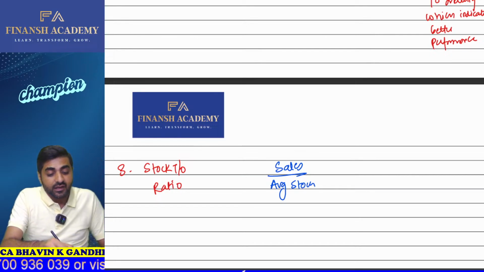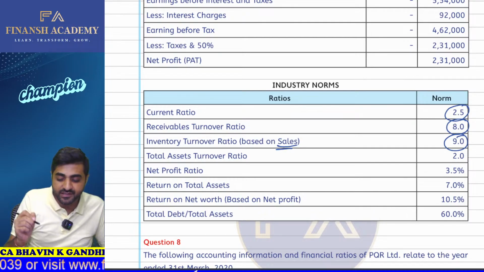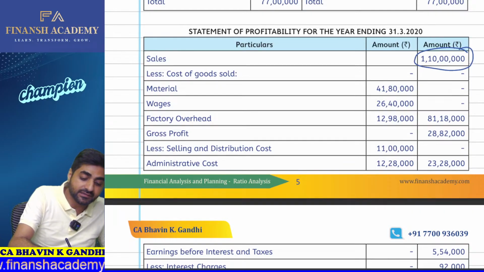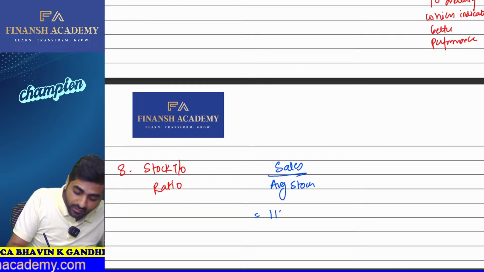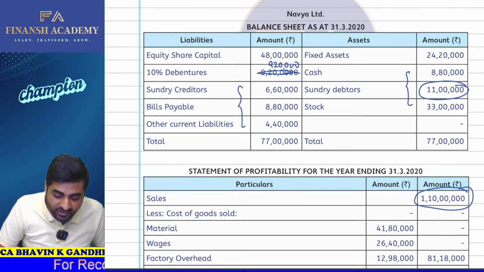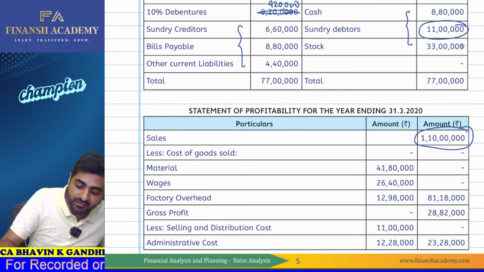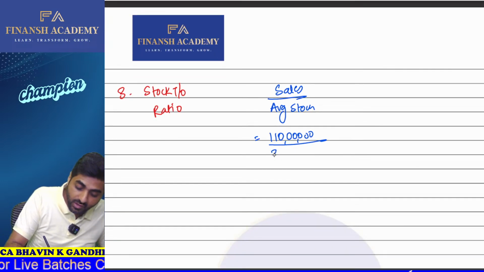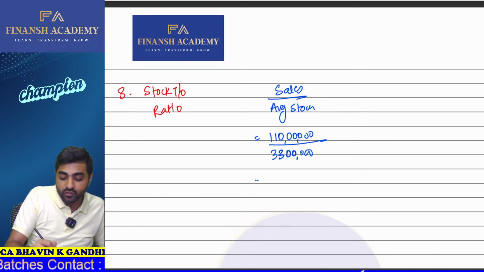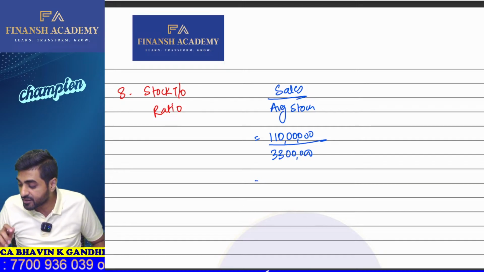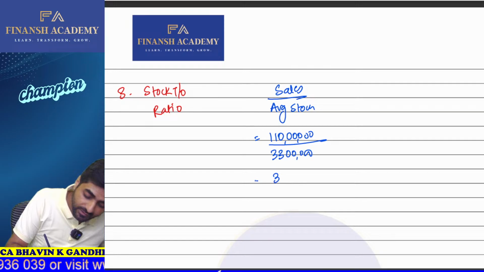Okay, because they have specifically told you based on sales. So do I have my sales available? Yes, sir. What's my sales? 1 crore 10 lakhs. And what is the average stock? Can I say average stock will be nothing but the closing stock itself, which is available as 33 lakhs. So this will be 33 lakhs. So 1 crore 10 lakhs divided by 33 lakhs gives me 3.33 times.